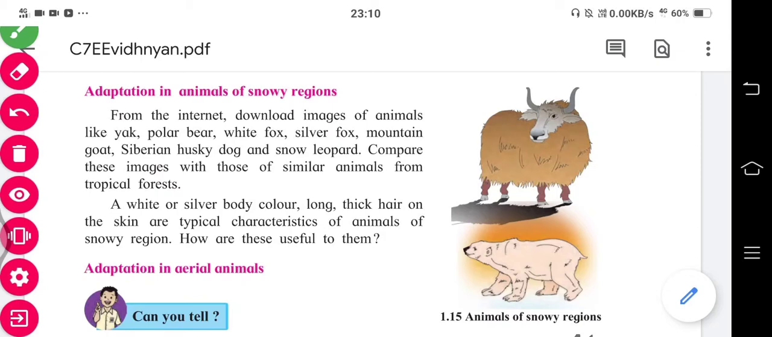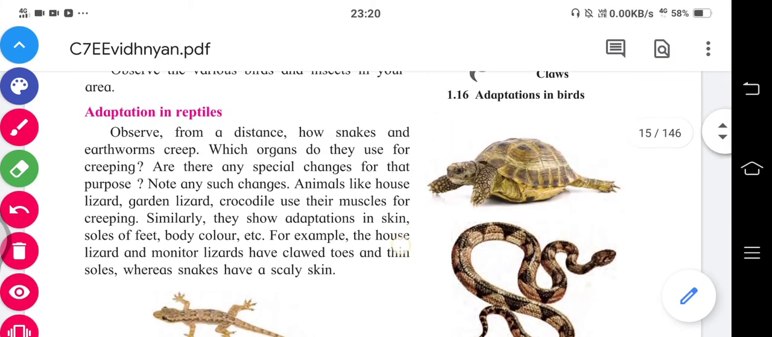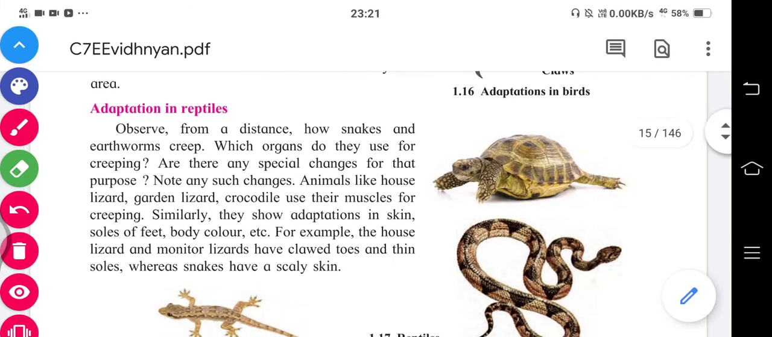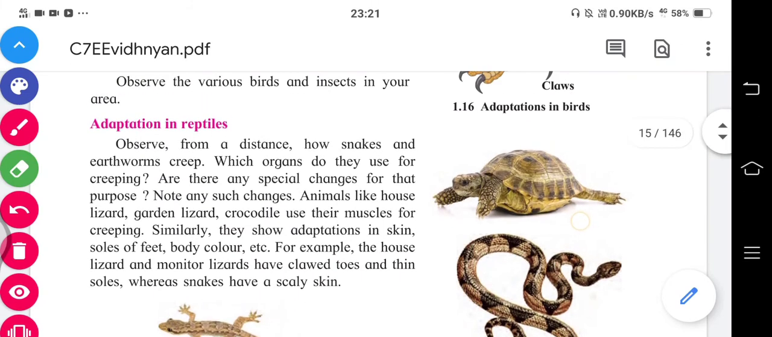Correct. So today we will study adaptation in animals in snow regions, is it? So you will see in snow regions there are so many animals present, including the reptile animals. Okay, so adaptation in reptile animals. What do you observe here? Yes, correct, this is the snake, this is a leopard, correct. Okay, so these are the reptile animals.